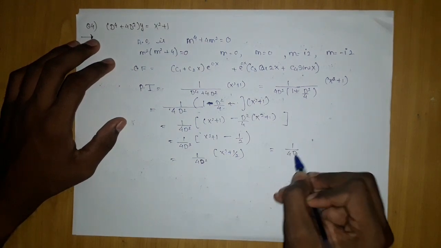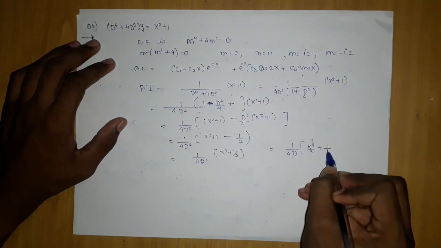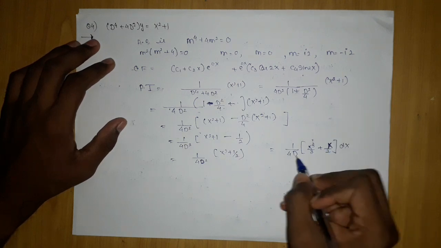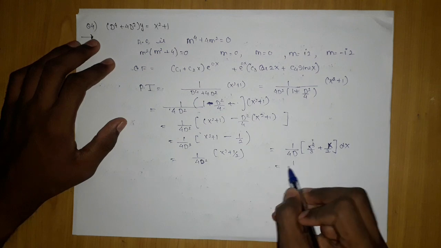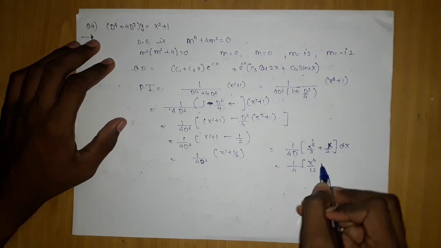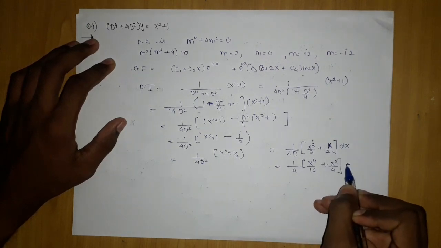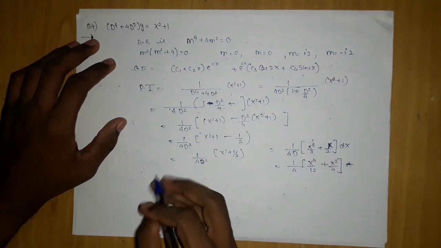If we integrate it once, we are left with x cube by 3 plus 1 by 2 in the numerator x. dx will be attached because the integration will occur again. So we are left with 1 by 4, D power 4, 3 into 4 will be multiplied, which will become 12, and x square by 4, plus c or whatever. So we are getting this as our particular integral.